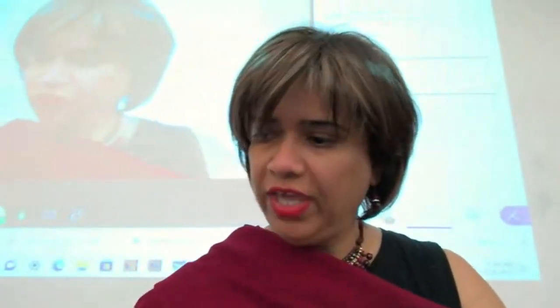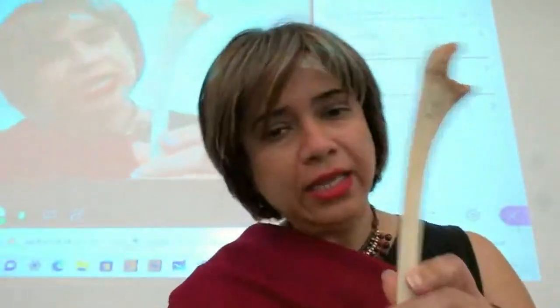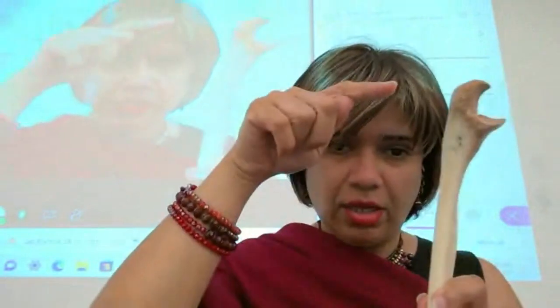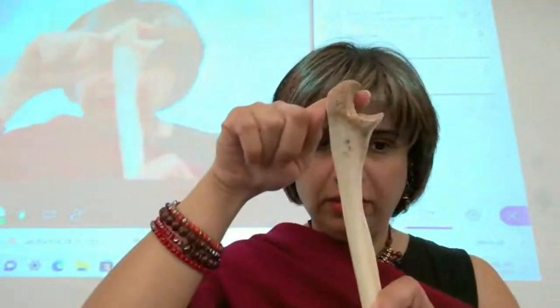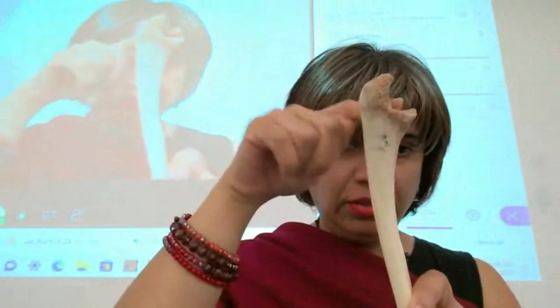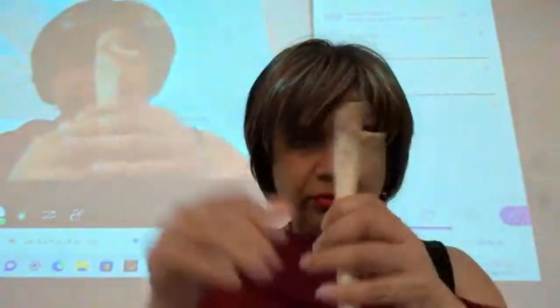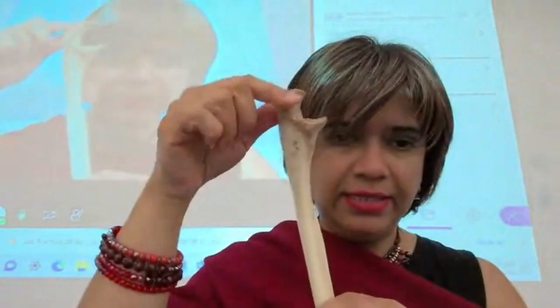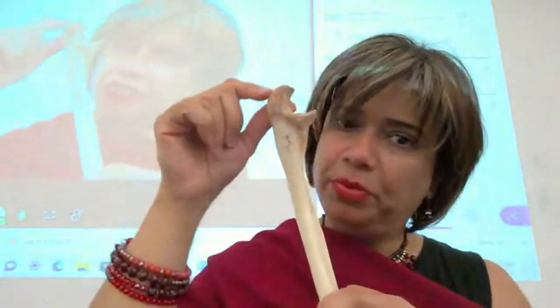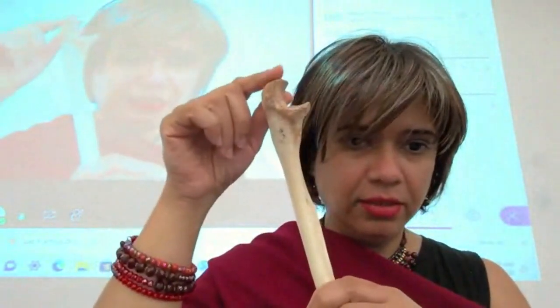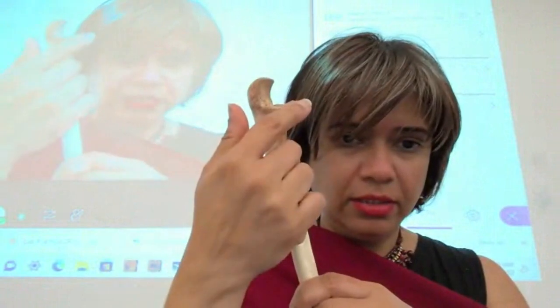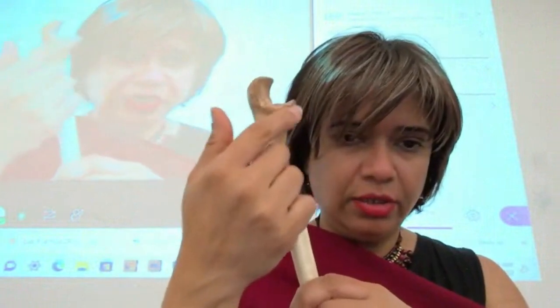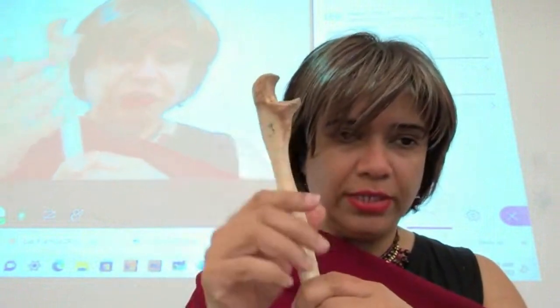Okay, so we are on the ulna, and here is the ulna. Ulna is called ulna because of the U shape. This chunky part right here, this is your olecranon process. This is your coronoid process.